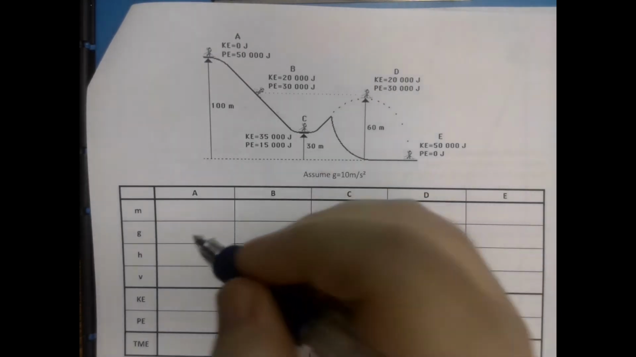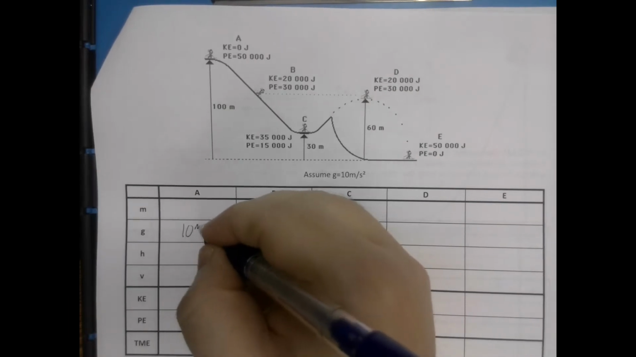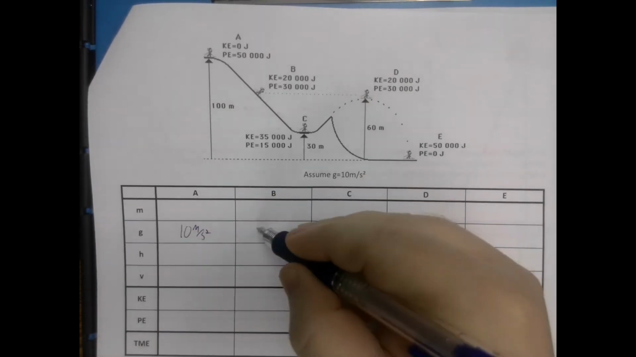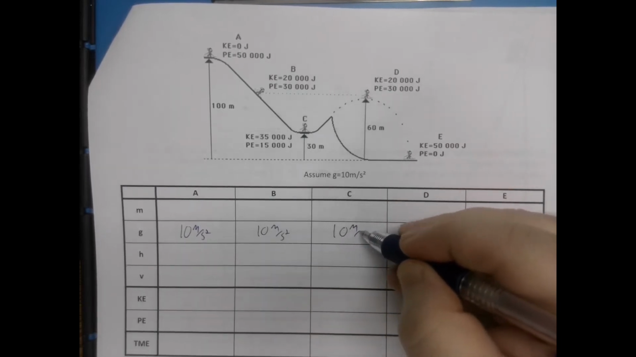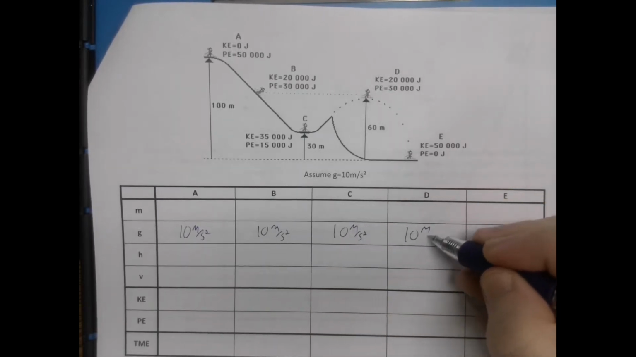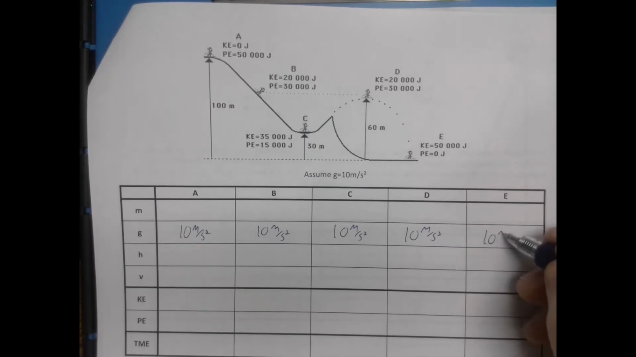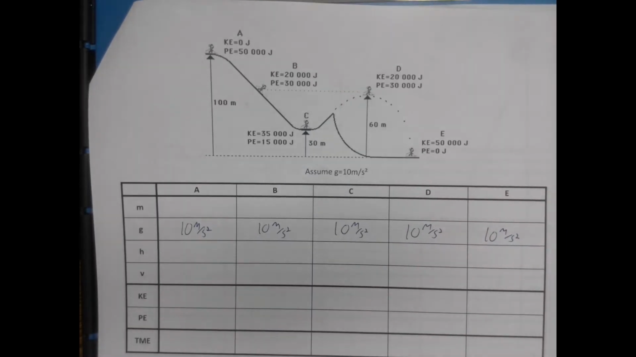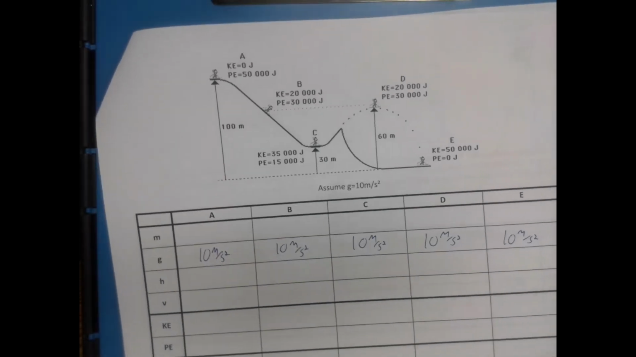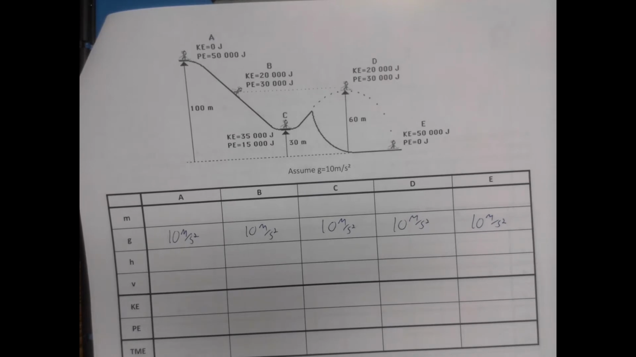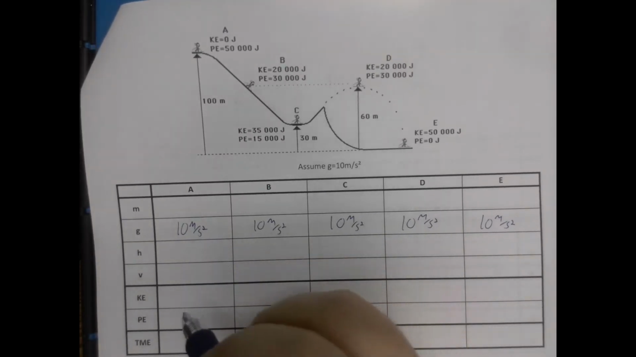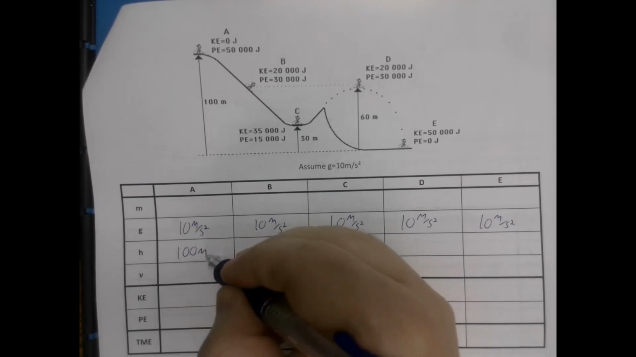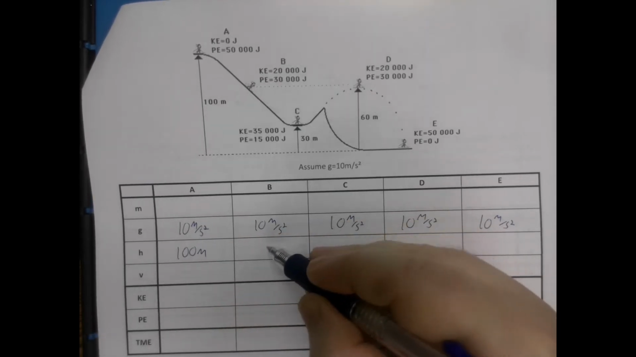Alright, so let's assume that G is 10 meters per second squared. That's constant, so we can write that across the board. Let's go ahead and get heights. So what's the height at point A? What's the height at B?